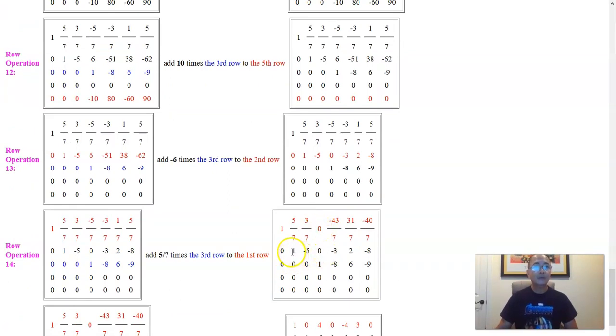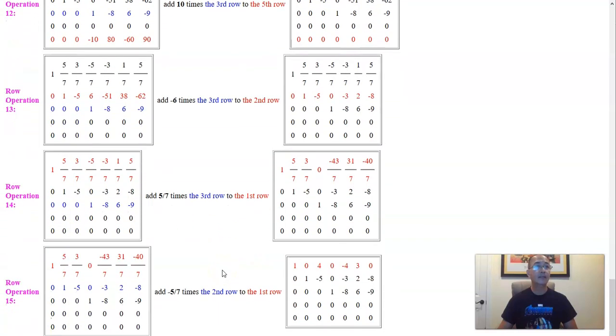So I believe we are down to the last step. We are now going to use this leading one to turn the 5/7 to 0. So multiply row 2 by -5/7 and add to row 1. Yes, that is indeed our last step. We have reached the bottom of the page, and that entry is now a 0.